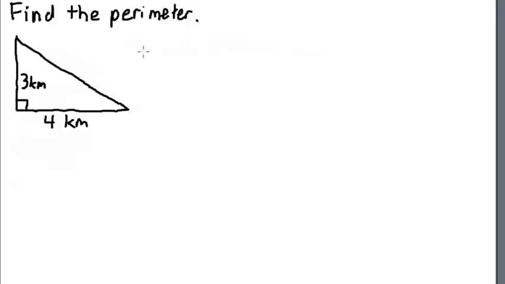Hello, today we are going to find the perimeter of this triangle. Now to find the perimeter of any object, all you do is add up the lengths of each of the sides. Finding the perimeter is kind of simple, but it is also very useful.